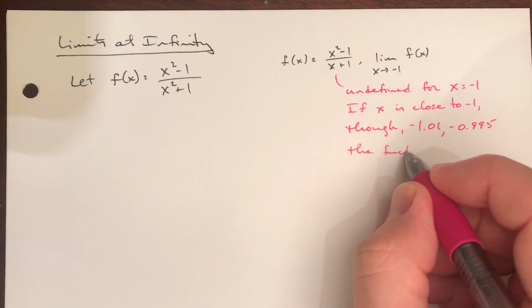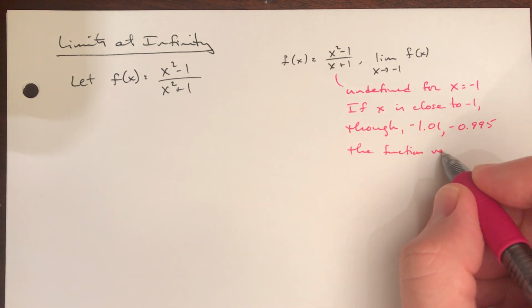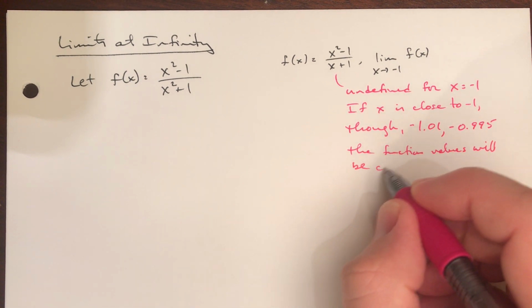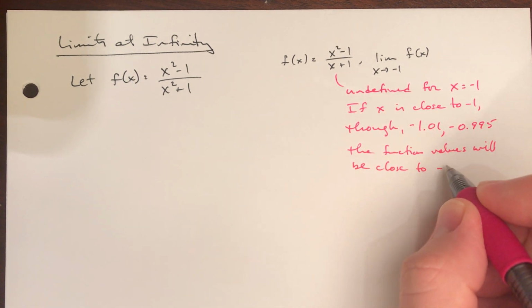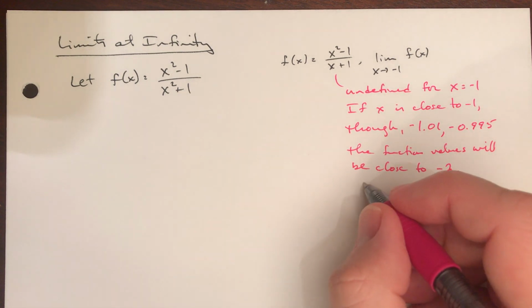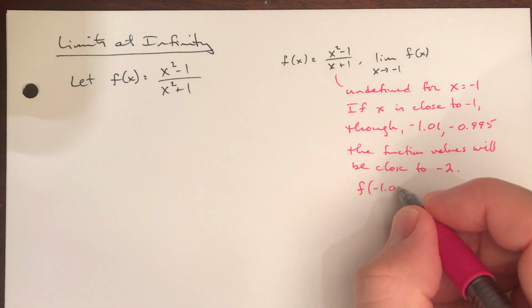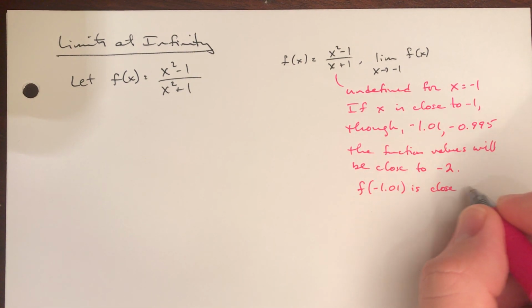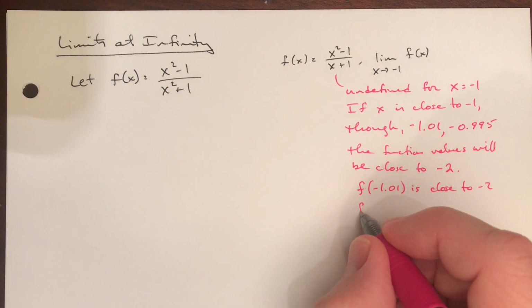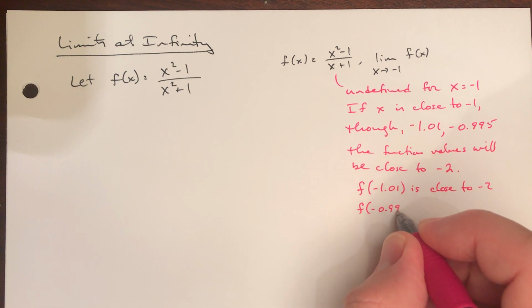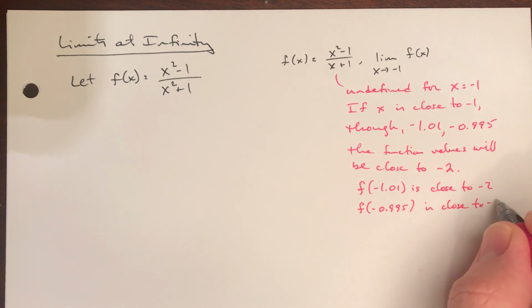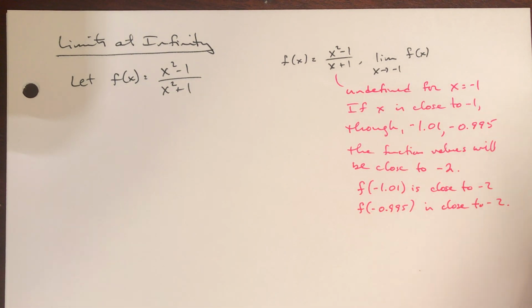our function values, and you can check this out, will be close to negative 2. That is, f of negative 1.01 is almost negative 2. f of negative 0.995 is close to negative 2. And again, you plug those in and see how it goes.